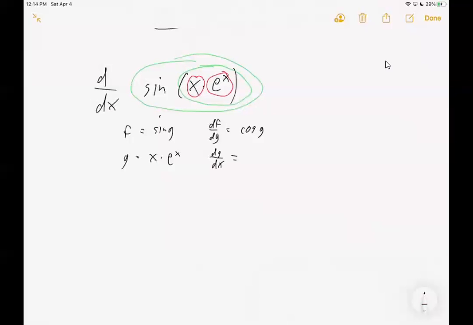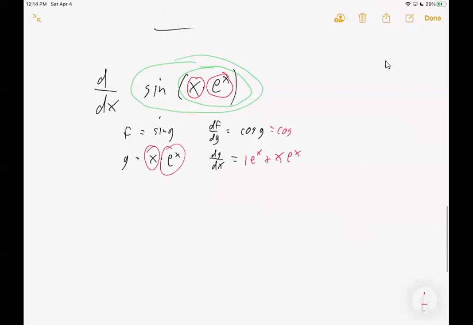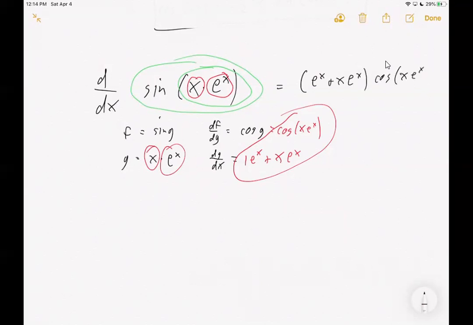Okay, so then I have the product x e to the x, so that's 1 times e to the x plus x e to the x. I believe we did that one already. And this will be equal to the cosine of x e to the x. Now, it's a chain rule, so I put those things together, and I can say that my answer is, let's see, we're going to multiply them. So probably I would put the e to the x plus x e to the x first, and then you would put cosine of x e to the x secondly.